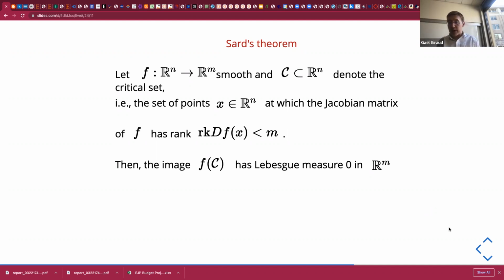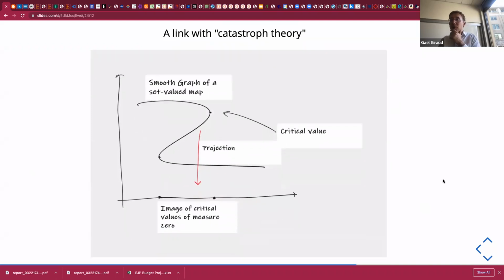So maybe one way to understand that is the famous Sard theorem, which is usually taught in differential topology or differential geometry. Suppose you have the graph of this set-valued map here over this domain for simplicity, and you look at the projection over the first coordinate. The projection obviously is a smooth map, no problem. And the projection is such that you have a number of critical points where the projection will not define a homeomorphism locally, which is this point here and this point here.